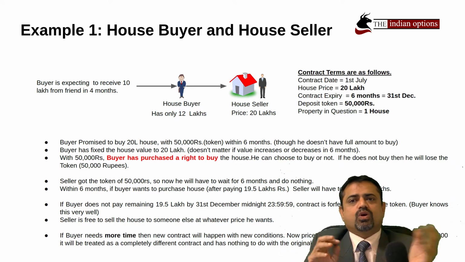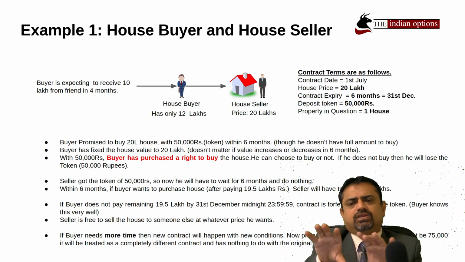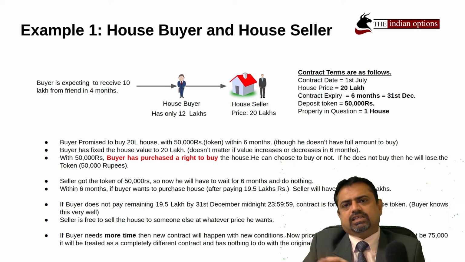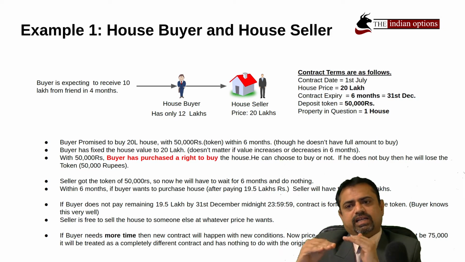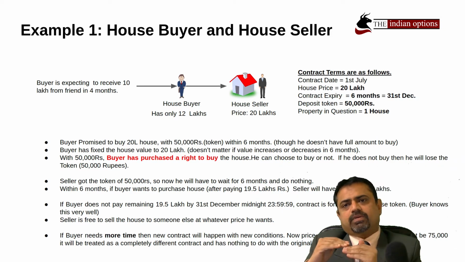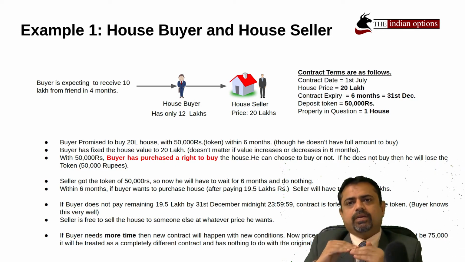Then your token will go away, right? Similar thing here. Now with this contract, on the right hand side I am showing the contract terms. Assume that today is 1st of July, so today's contract date is 1st of July. House price is 20 lakhs and the contract expiry is 6 months, that means 31st of December. And the deposit or token he has taken is 50,000 rupees, and the property in question is one house.